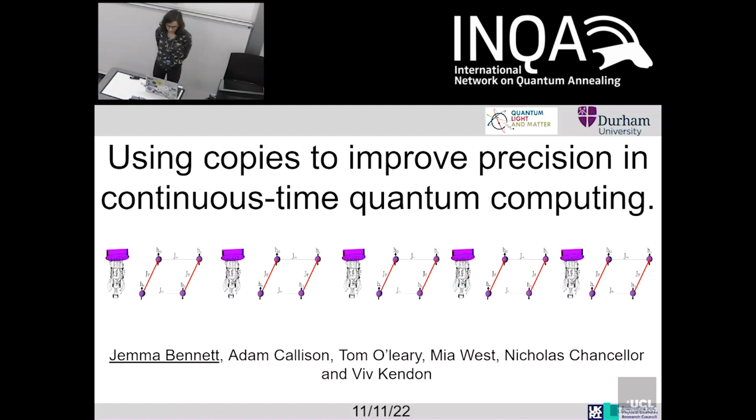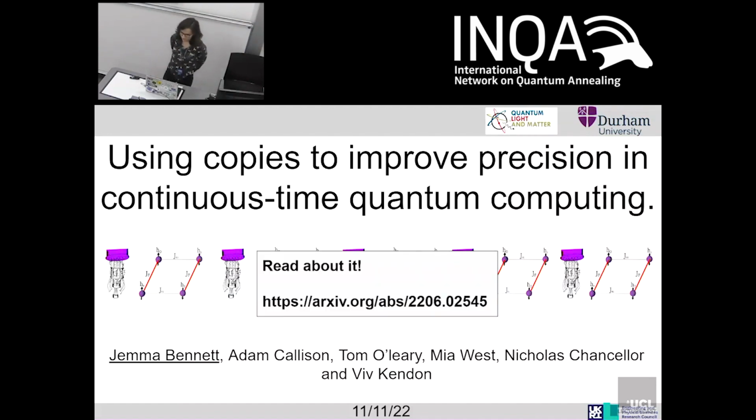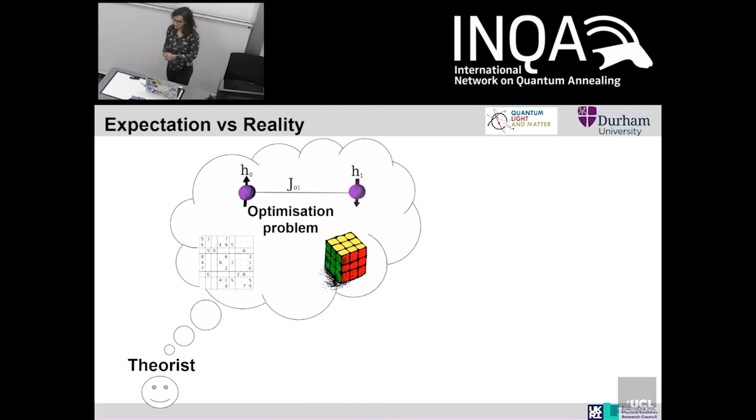Today I'm going to talk to you about a technique that we've developed that uses copies in order to improve precision in continuous time quantum computing. The first thing to mention is that if I do a bad job of explaining it today, or you just want more details, then there is a paper available on the arXiv at this link here. I'm going to tell you how our technique for improving precision works today.